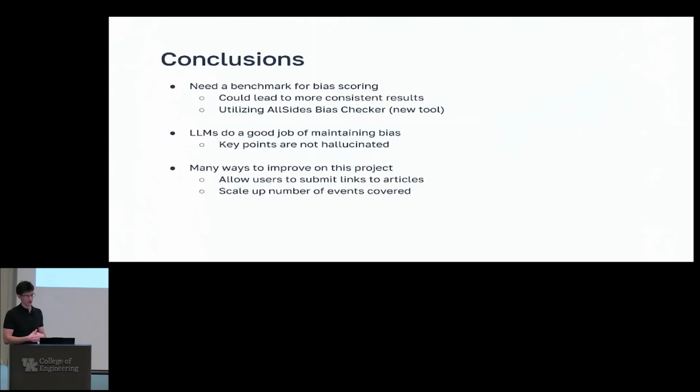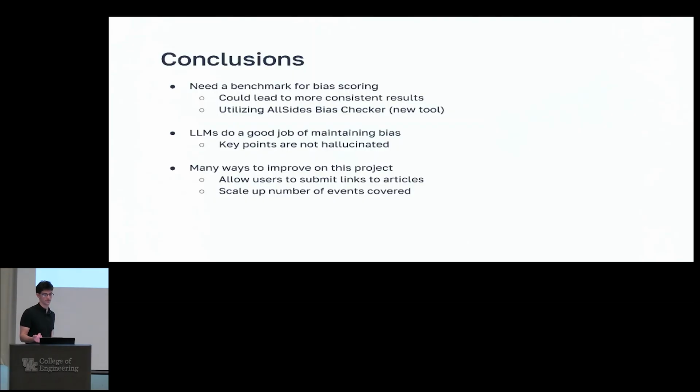AllSides has recently released a tool where, if you pass in a specific article URL, they will assign a bias score to it and give a brief synopsis of why it's biased. But it's extremely new and extremely limited, so I couldn't really use it for my project. In the future, if they set up an API for it, I would use that to assign my bias scores, because I'm sure they have a much more robust system. But I was limited to about 30 articles per month, and I was dealing with more articles than that.